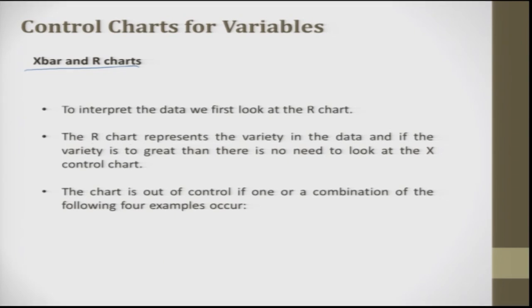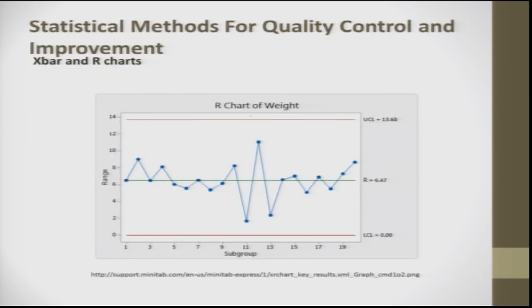The R bar chart represents the variation in the data, and if the variation is out of control, there is no need to look at the X control chart. If the chart is out of control, then we have to go for this combination. So, this is an R chart. You can see the range is given; you see the upper critical, lower critical, and this is the average.